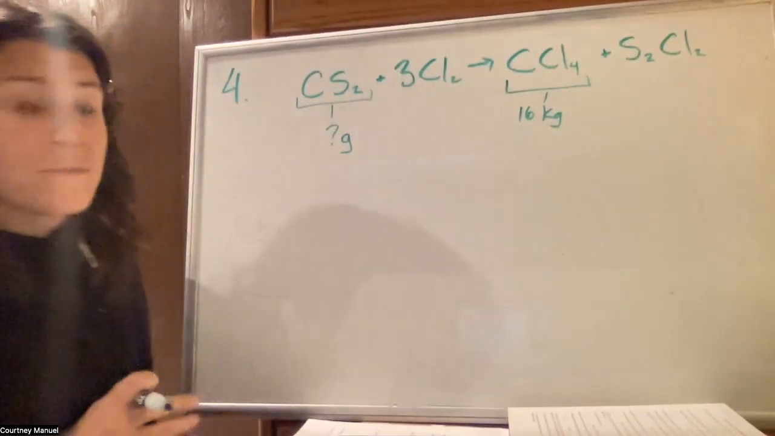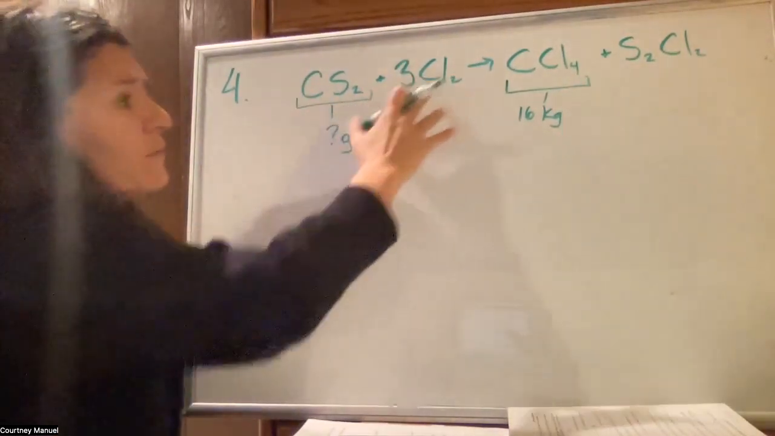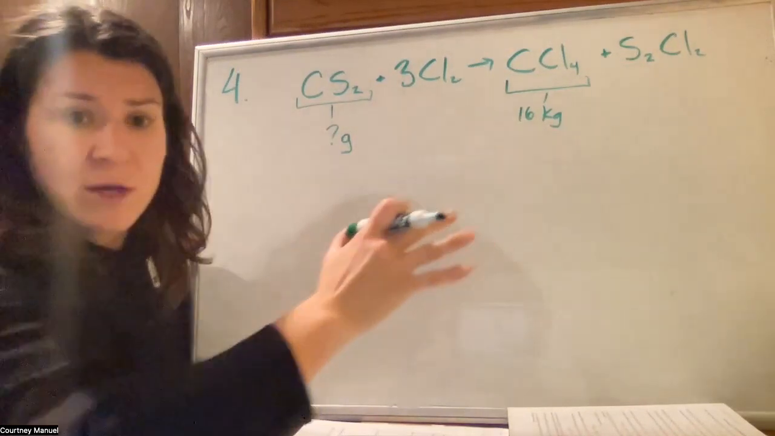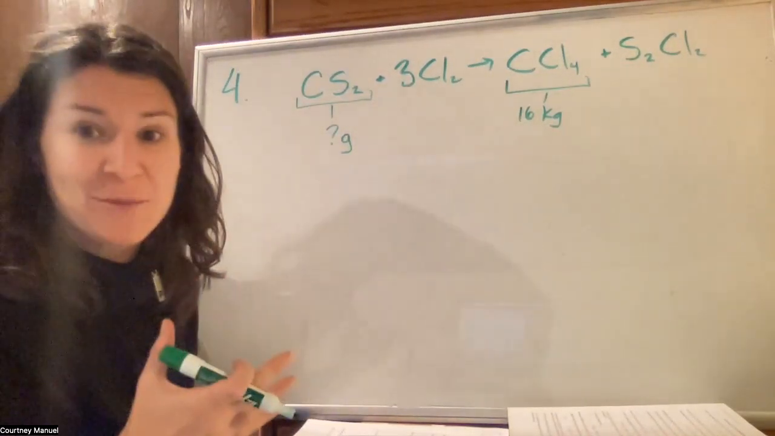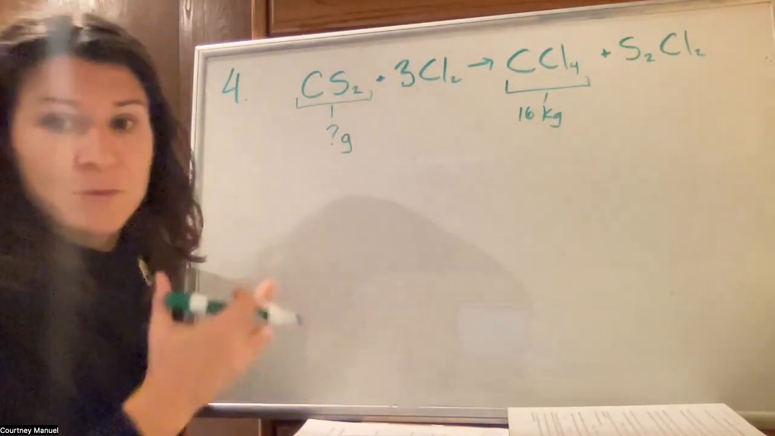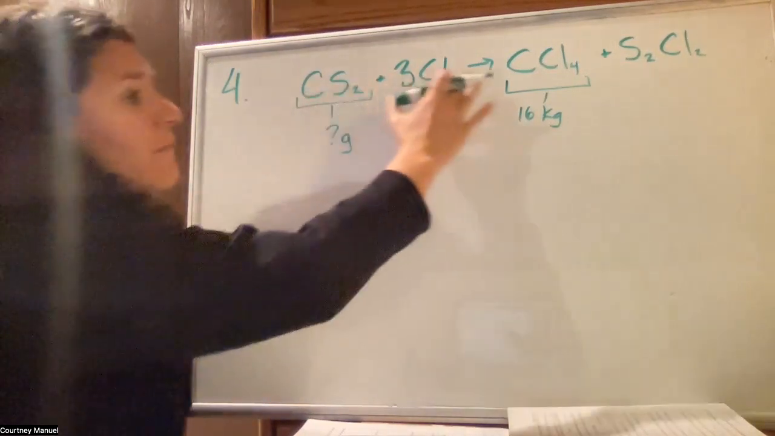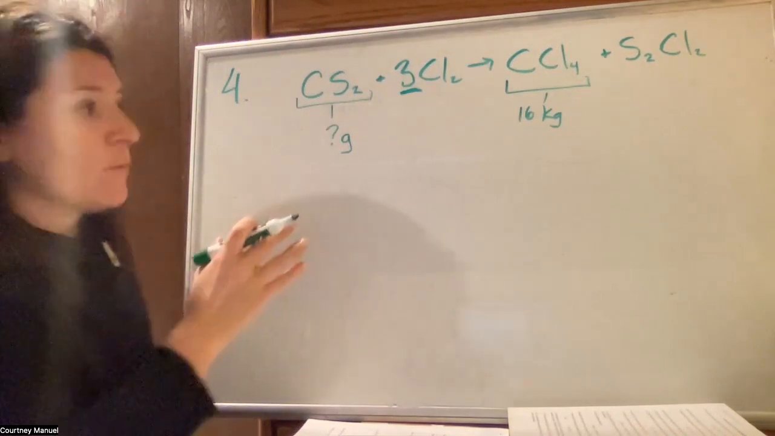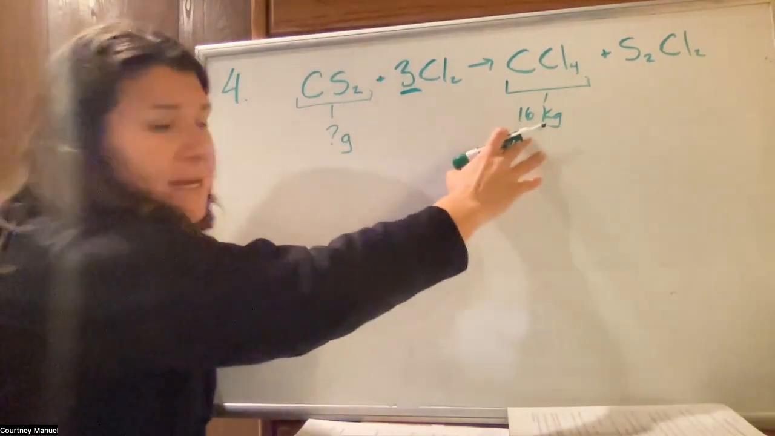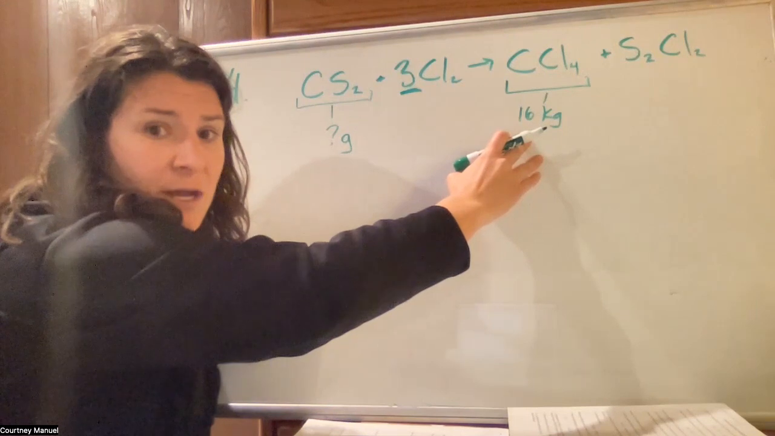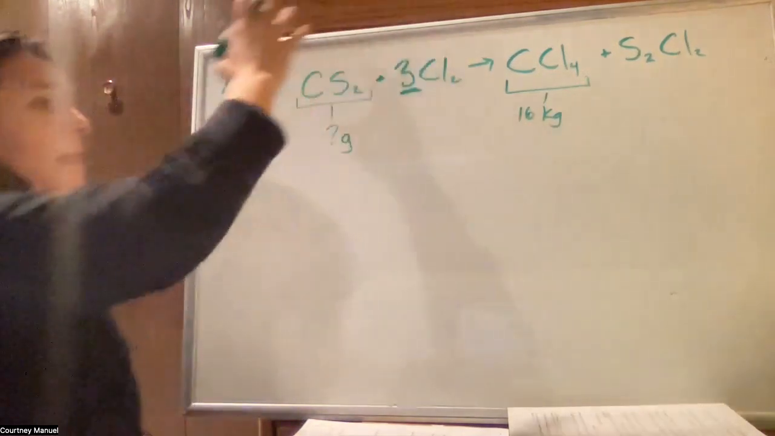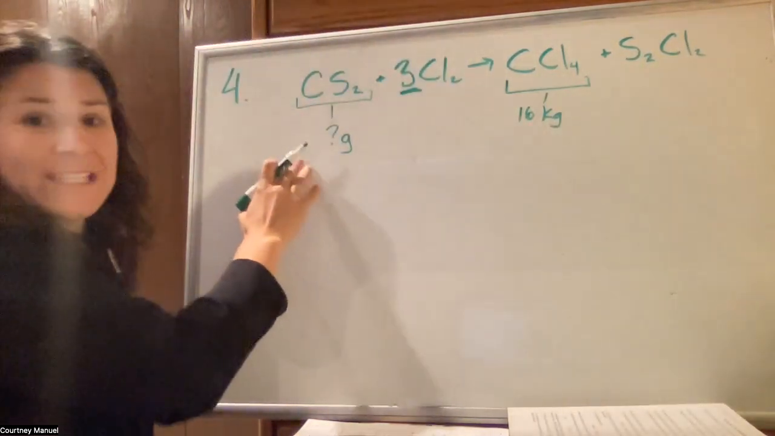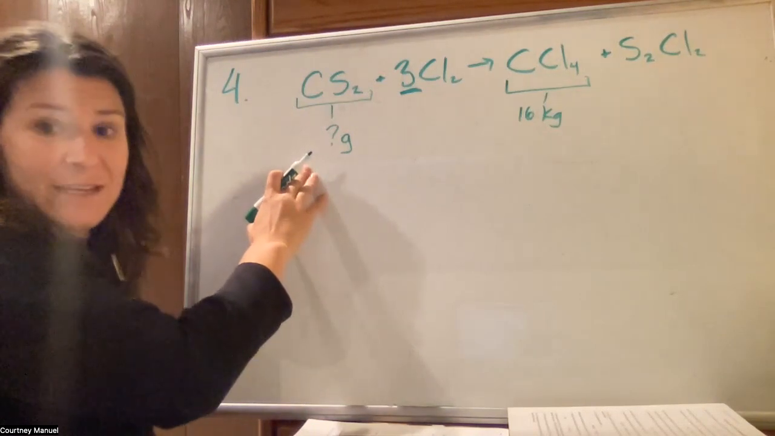Okay. Question 4, we've got CS2 plus 3Cl2. They already balanced this whole equation for you. They set you up with the reaction. The stoichiometric coefficients are filled in, which is really just 1. There's just a 3 right here. And they want to know, if you made 16 kilograms of carbon tetrachloride, how many CS2s did you use? How much did you need?